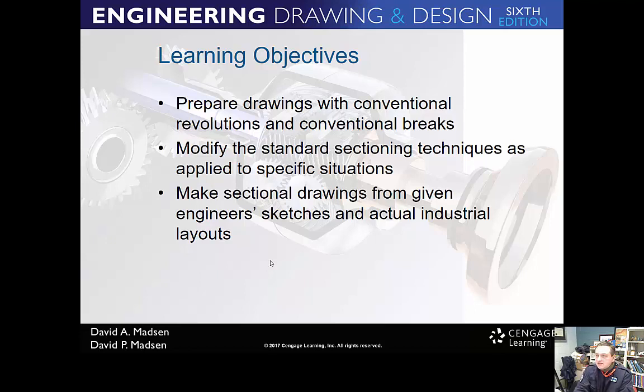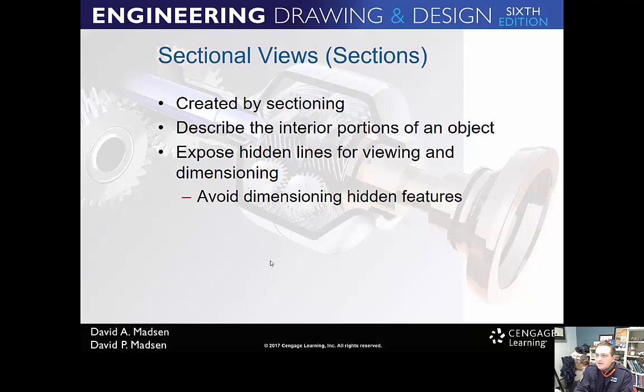Modify standard sectioning techniques as applied to specific situations. As usual, there's always exceptions to a rule where you can make adjustments. Kind of like that pipe or that flange, where I'm wanting you to make an alternate view over here using a viewing line instead of a cutting line, even though they're basically the same thing. Make sectional drawings from given engineer sketches and actual industrial layouts. Well, that's what the assignments are going to do.